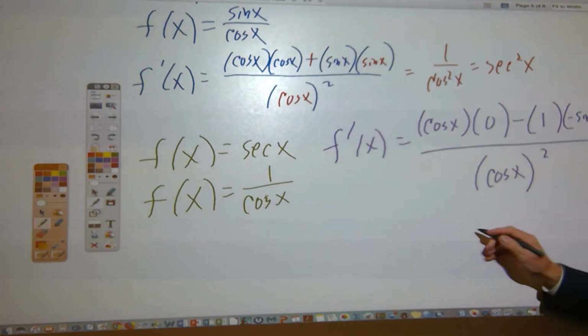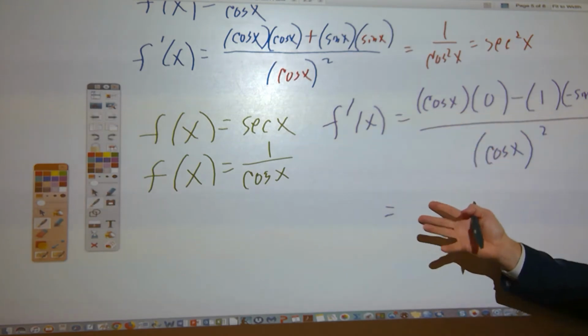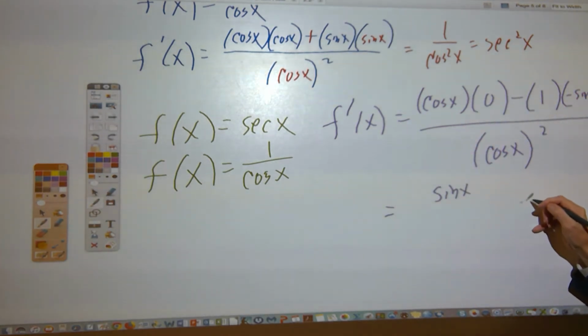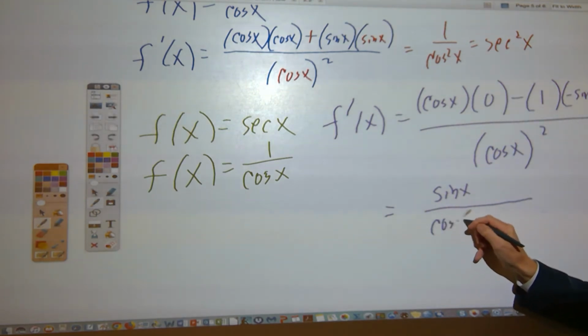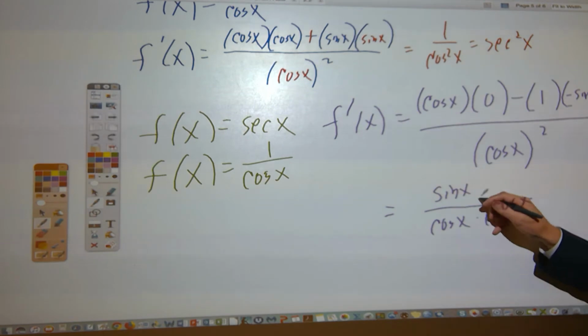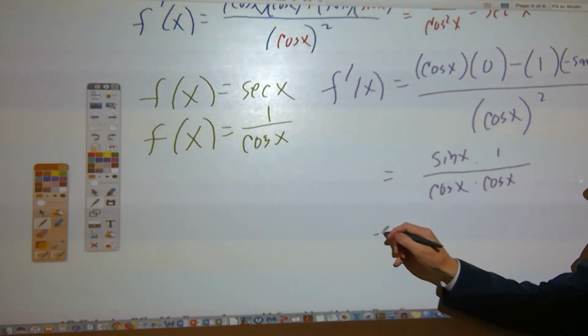We need to simplify this. Upon simplification, 0 times anything is 0. Negative times negative is positive, so we have sine x in the numerator and a pair of cosine x's in the denominator. Instead of cosine squared, I'm going to write this as cosine x times cosine x. And here we can see the simplified version of the derivative of secant x.